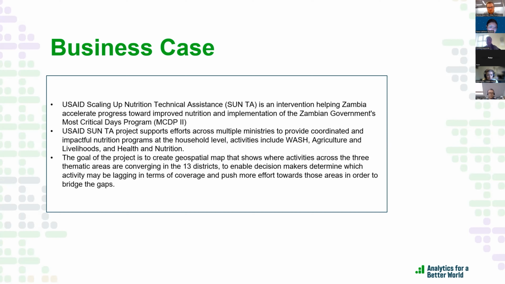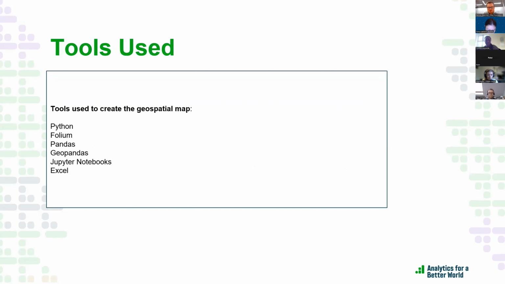So we found that in particular areas, perhaps some activities within agric are not being implemented to the fullest, or there's little to no activity. So what would ideally happen is you do your analysis and try to find the root cause and push all your efforts towards that area. The tools used to create the geospatial map were Python, Folium, Pandas, GeoPandas, Jupyter notebooks, and Excel spreadsheets just to do a bit of data transformation.